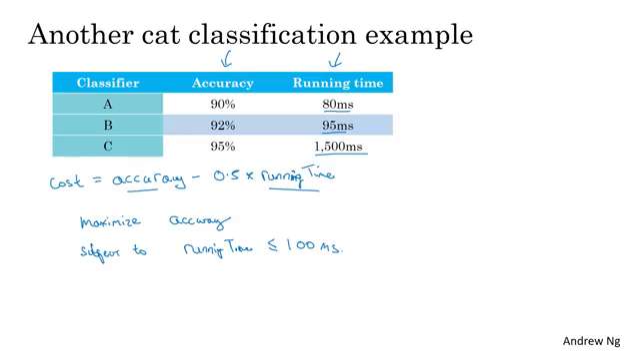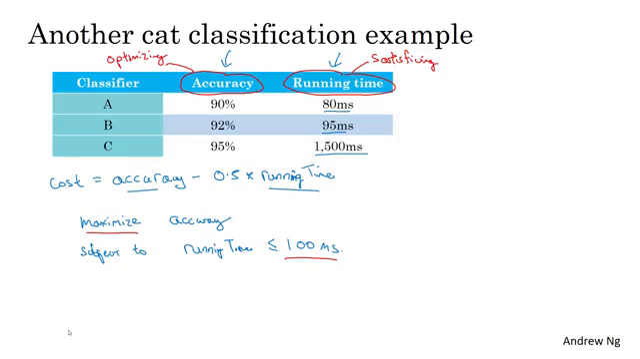So in this case, we would say that accuracy is an optimizing metric because you want to maximize accuracy. You want to do as well as possible on accuracy. But running time is what we call a satisficing metric, meaning that it just has to be good enough. It just needs to be less than 100 milliseconds, and beyond that, you don't really care. Or at least you don't care that much.